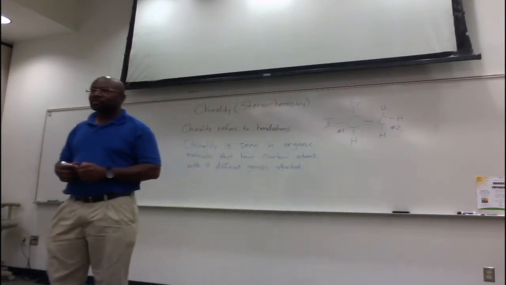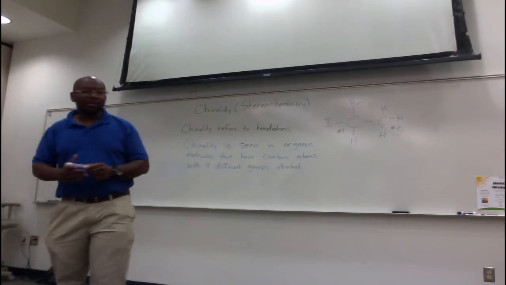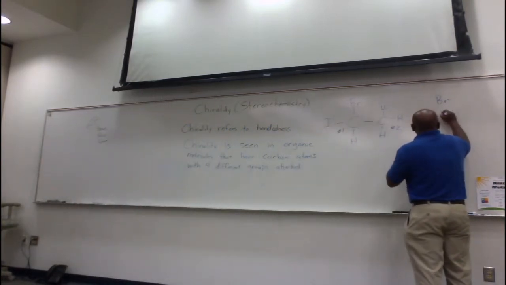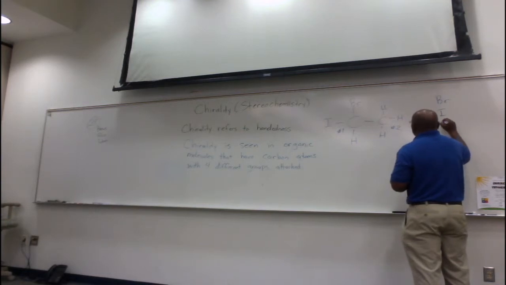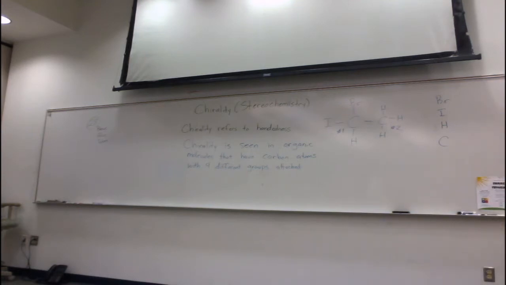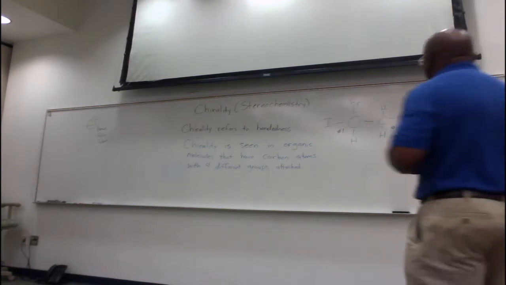Are any of those 4 groups the same? No. Here are my groups: I got a Br, I got an I, I got an H, and I have a C. Those are my 4 groups attached to the carbon atom. Are any of those 4 groups the same? No. That's a carbon with 4 different groups.